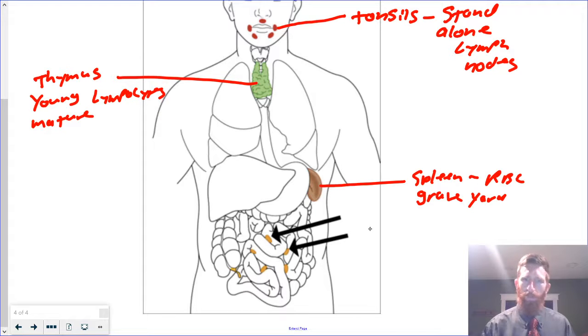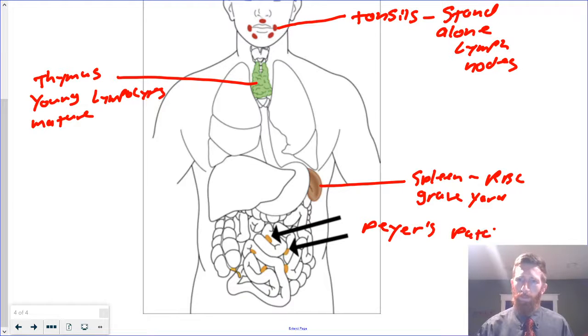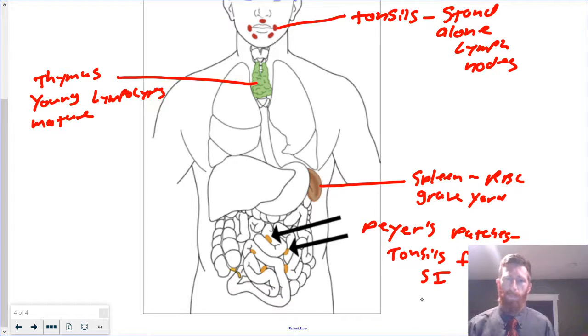But yeah, spleen, red blood cell graveyard, and then I think last one, yep, are these little yellow dots on the small intestine. So these are little things known as Peyer's patches. Right, so Peyer's patches, basically, these are tonsils for your small intestine.